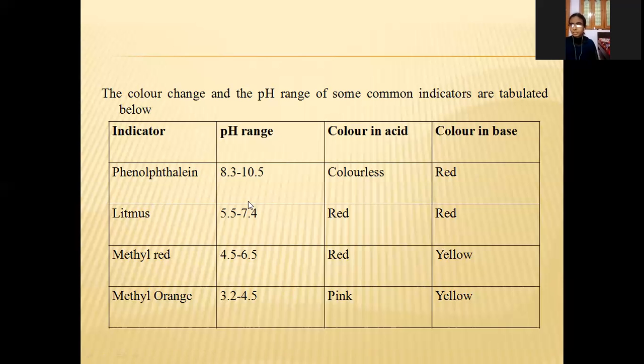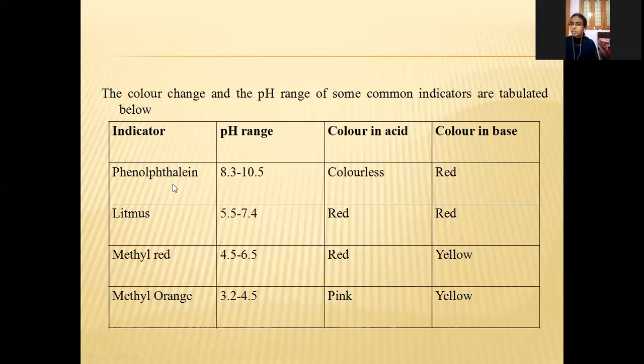Next, litmus: its pH range is 5.5 to 7.4. Color in acid is red, and color in base is blue. Next, methyl red: pH range is 4.5 to 6.5. Color in acid is red and color in base is yellow. Next, methyl orange: pH range is 3.2 to 4.5. Color in acid is pink and color in base is yellow.